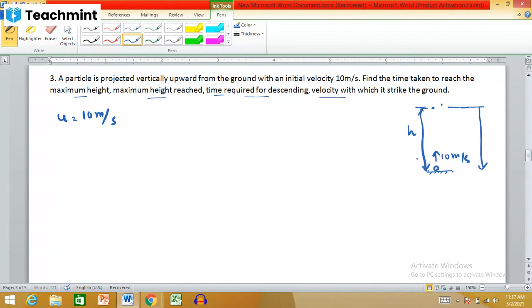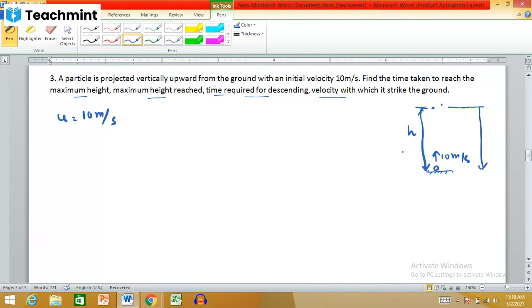See, while it is going upward, it has acceleration due to gravity, but minus, that is, negative acceleration due to gravity. But while coming downward, it has positive acceleration due to gravity. So let us solve.